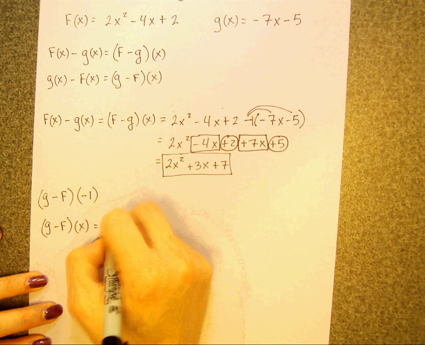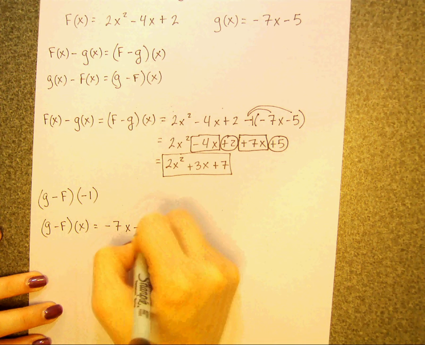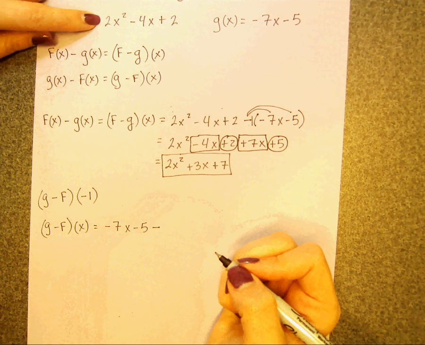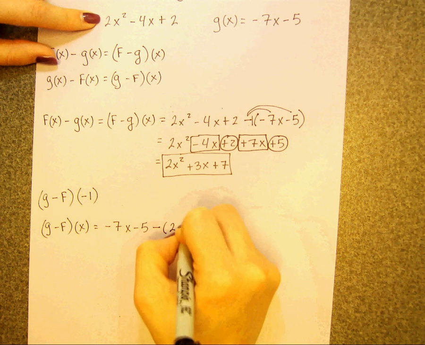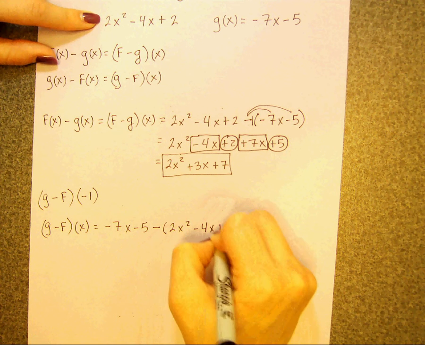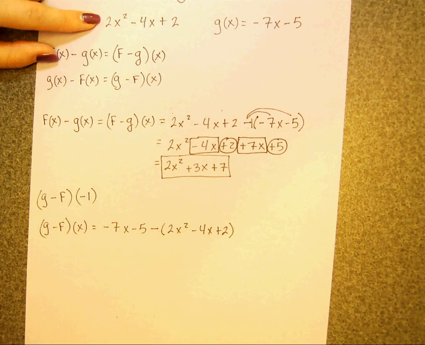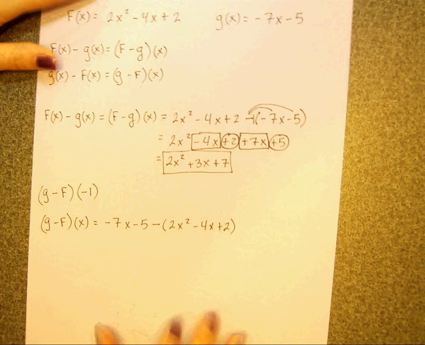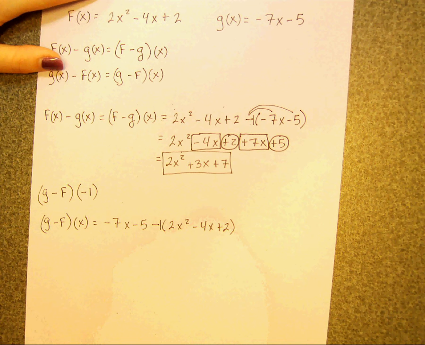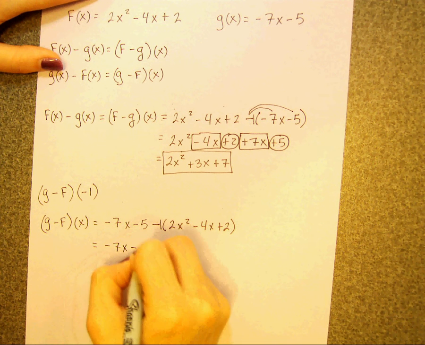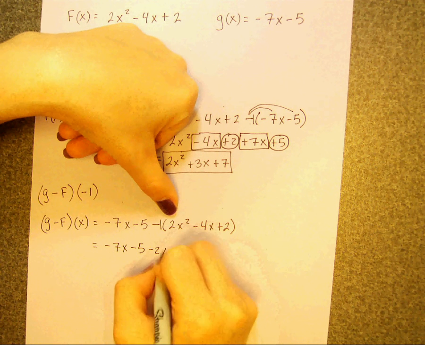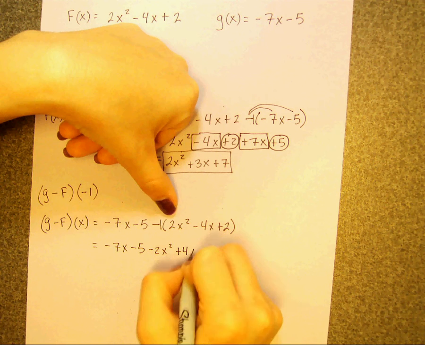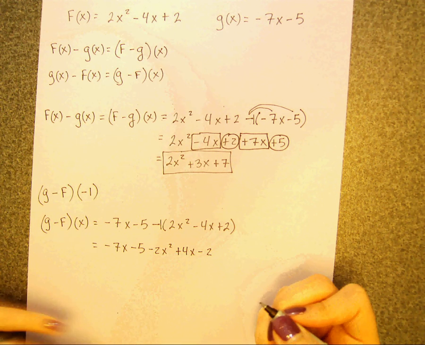So I'm going to take g, notice the order, I want to do g minus all of f. So I'm going to put f in parentheses, 2x squared minus 4x plus 2. And I want to get rid of those parentheses, so I'm going to distribute this negative 1. So I'll get negative 7x minus 5. Distributing my negative 1 gives me negative 2x squared plus 4x minus 2.